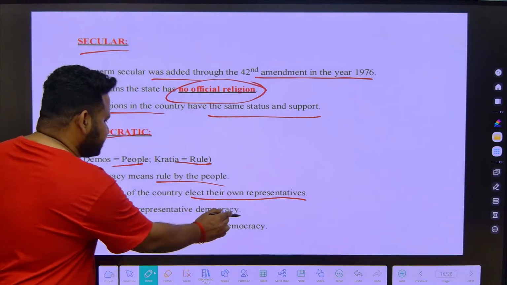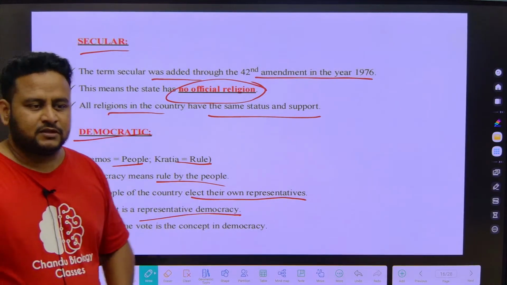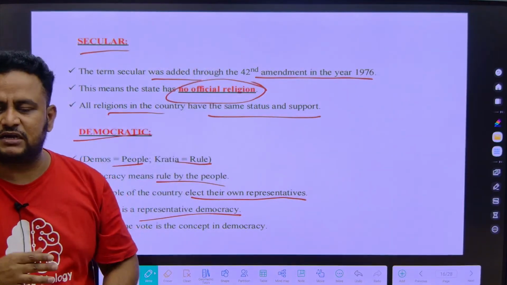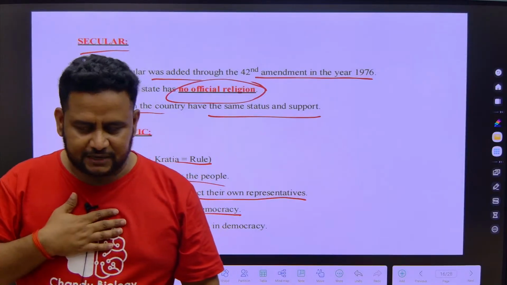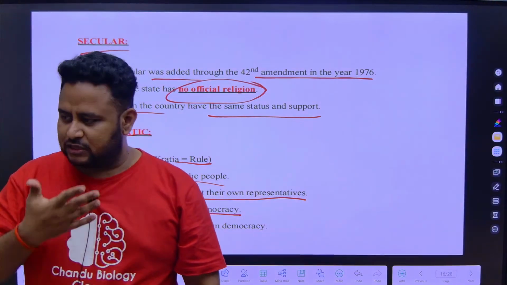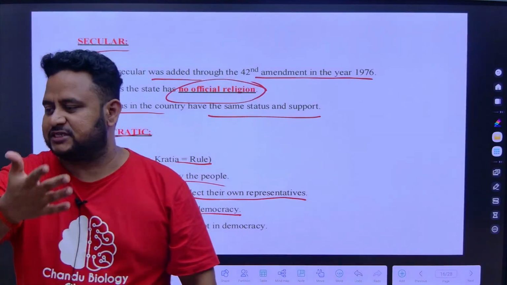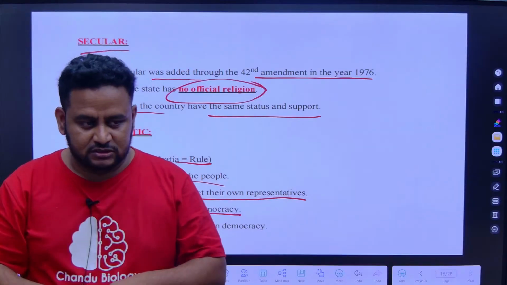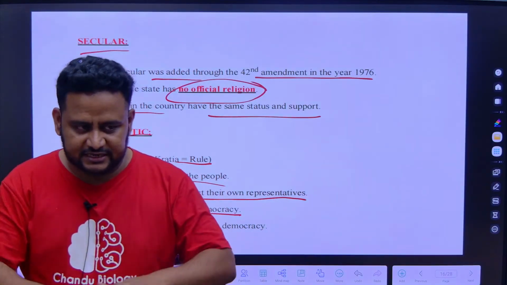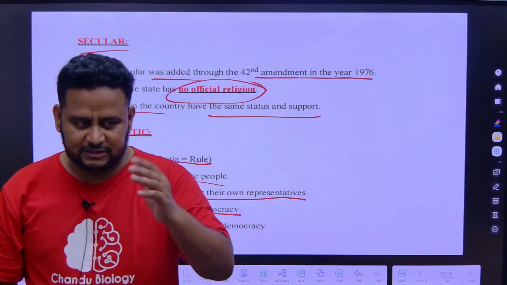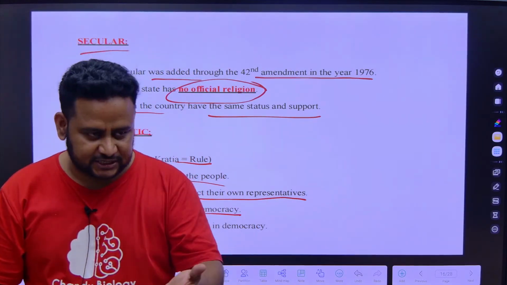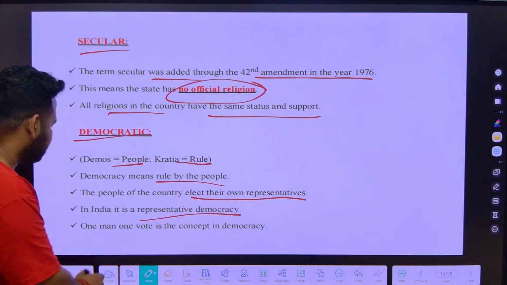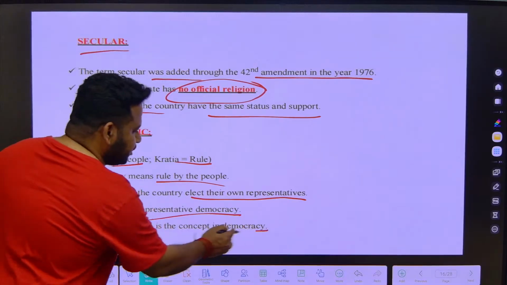In India, there is a representative democracy. Representative democracy means we elect our representatives, and they rule our country. We are only ruling the country, but through our representatives. Suppose we have Narayanguda here, a constituency. There is one person whom we elect. He is our representative through our constituency. That is the meaning of representative democracy. One man, one vote is the concept in democracy.